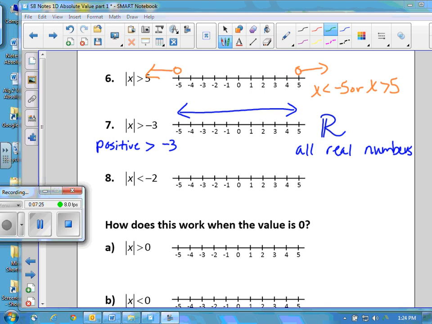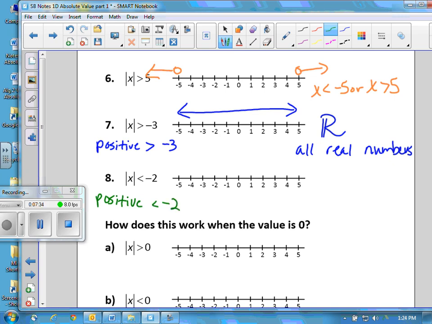Using that same logic, let's think through this one. Now what we are looking at is a positive number less than -2. When is a positive number less than a negative number? The answer would be never, so we have no solution, and we leave our graph blank.